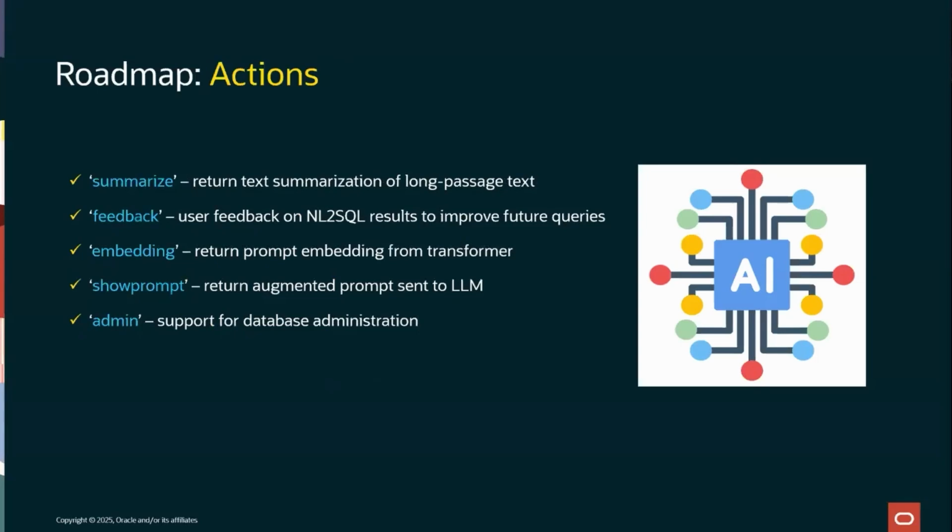There are a few new actions on the horizon. Summarize. This will make it easy to generate a summary of long text from the LLM directly through the Select AI interface. The feedback action enables user feedback on generated queries to help improve result accuracy, and I'll explain more about that shortly. The embedding action returns the corresponding prompt's vector embedding produced by the transformer for certain use cases. Show prompt. This is one that returns the augmented prompt that was generated by Select AI. And lastly, admin to assist with database administration.